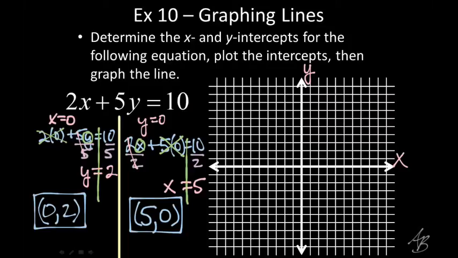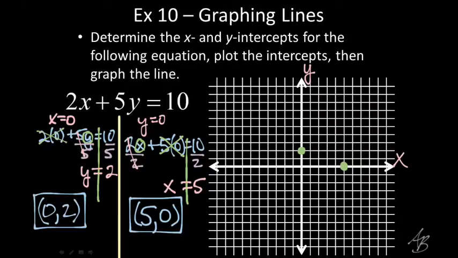And we'll graph our point. 0, 2, where is it? From the origin we go 0 up 2. And then 5, 0. From the origin we go right 5. So there's your 2 points, your 2 intercepts. And we're going to use those 2 intercepts to draw our line.